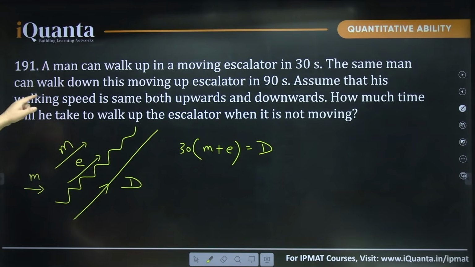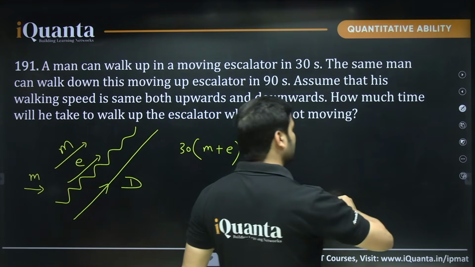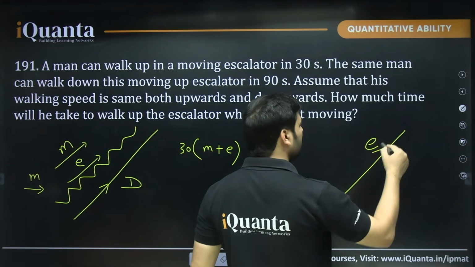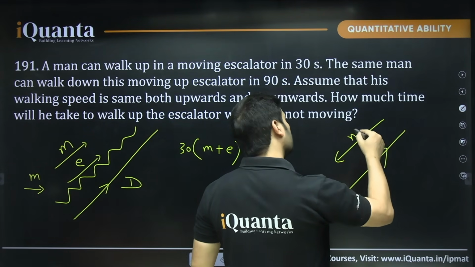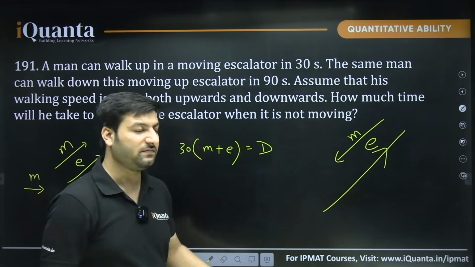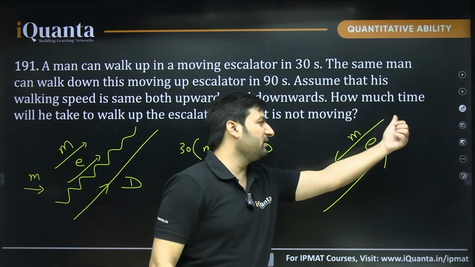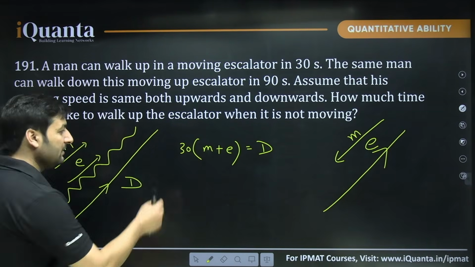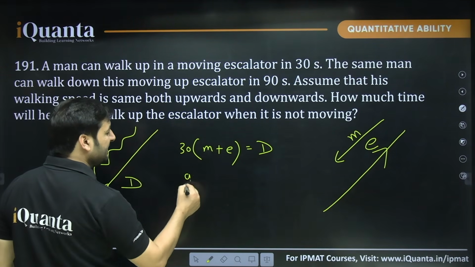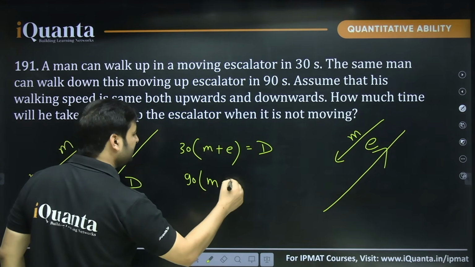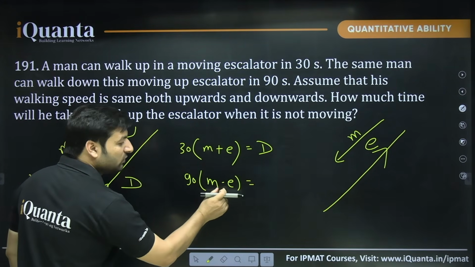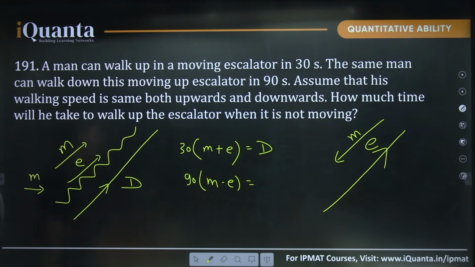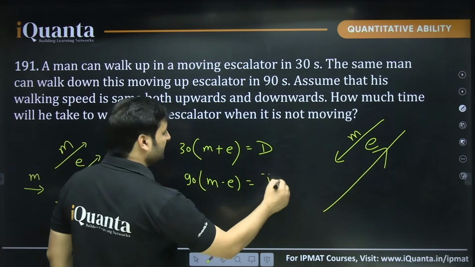Now the same man can walk down this moving up escalator. So the escalator is always moving up, but the man is coming down. So isn't this a classic case of boat and stream, where the stream is going this way and the man is going this way? So in that case he is taking 90 seconds. Net speed will now be m minus e, boat minus stream. Treat your escalator like a stream over here, and the same distance d is covered.